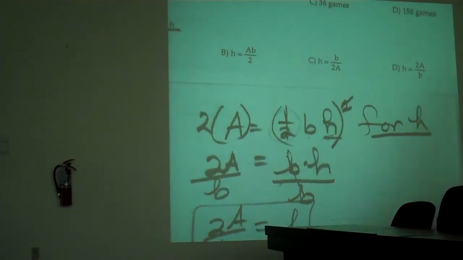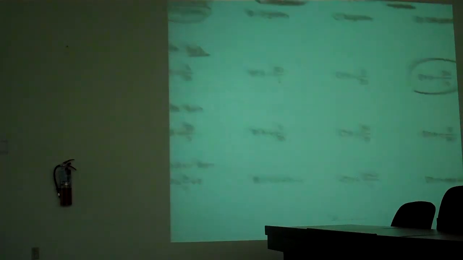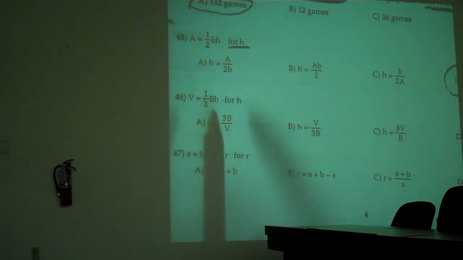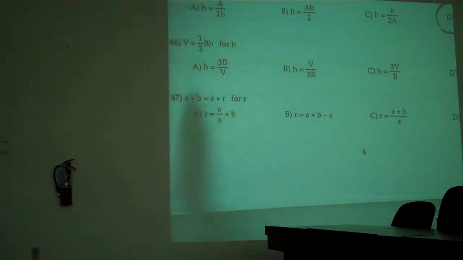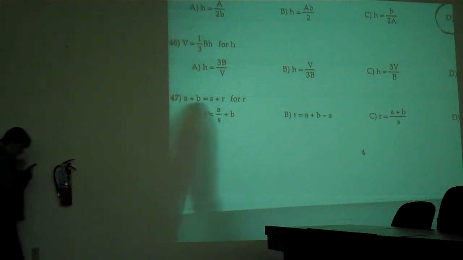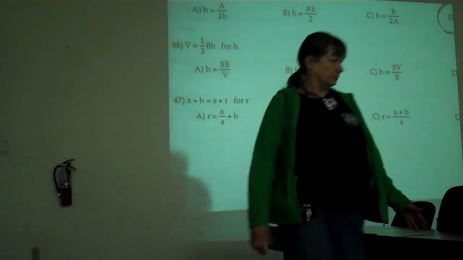So that would have been D right here. Okay? Solving this one for H, you're going to have to multiply by 3 first, and then you'll divide by B. How about solving for R? That's not hard at all, is it? Just subtract S. S plus R, so just subtract S from this. So you have A plus B, and then you'll have minus S.